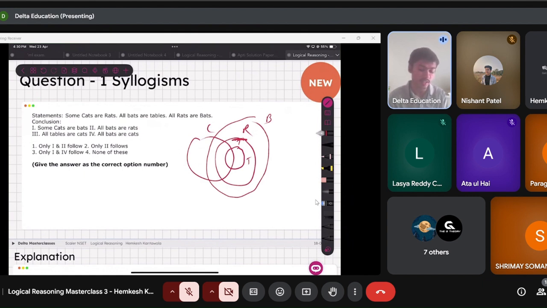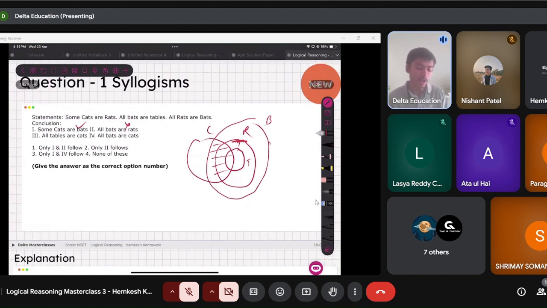What does the conclusion say? All cats are pets. Is it true? Sorry, some cats are pets. Yes, there are some cats which are pets. So yes, this is true. Second, are all beds rats? Are all bats rats? No, all rats are bats, but not all bats are rats. So this is wrong. All tables are cats. Are all tables cats? No, some of the tables are cats, of course, but not all tables are cats.